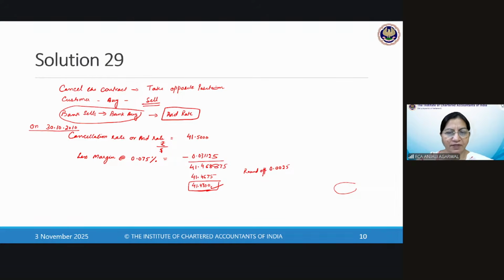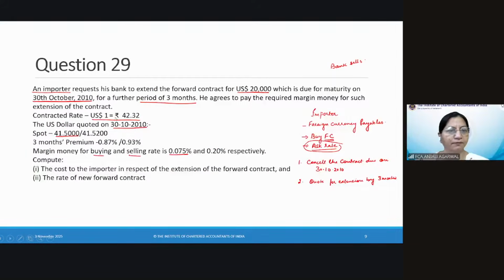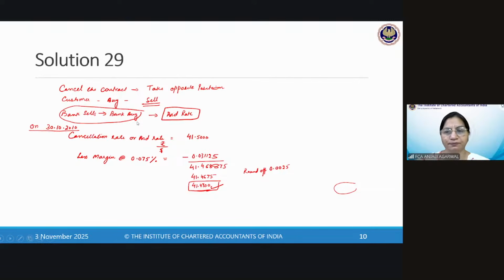Okay. So be careful in choosing your rounding off figure. Which one is closer, you will round off to that. However, even if you look at this 7.5, if you make it 41.4689, then also 41.4700 will be the answer. Right? So the bid rate is 41.47 and the ask was 42.32.